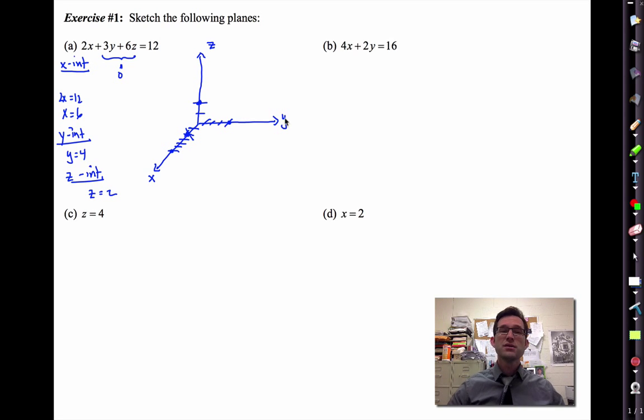The key is, let's just think about down here in the xy plane, right? What would connect these two?